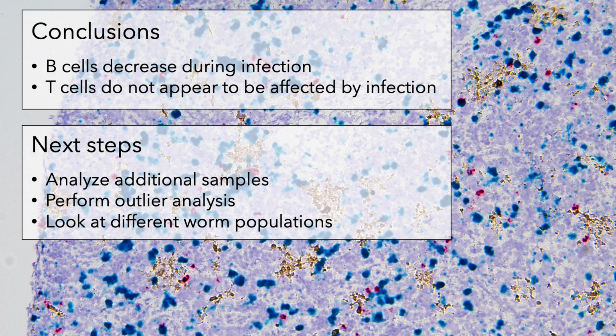Our next steps in this analysis will be to analyze additional samples, perform outlier analysis on some of those outlier points, and also to look at different worm populations. These studies were done using one specific worm population, and we'll branch out and look at others in the future.